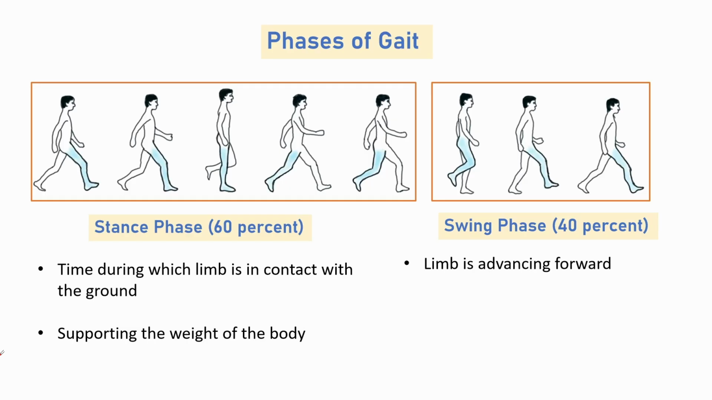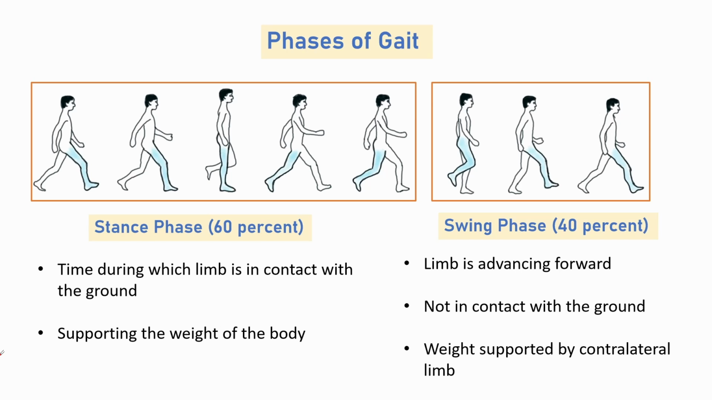The swing phase of a limb is the time when the limb is advancing forward and is not in contact with the ground. The weight is supported by the contralateral limb during the swing phase.